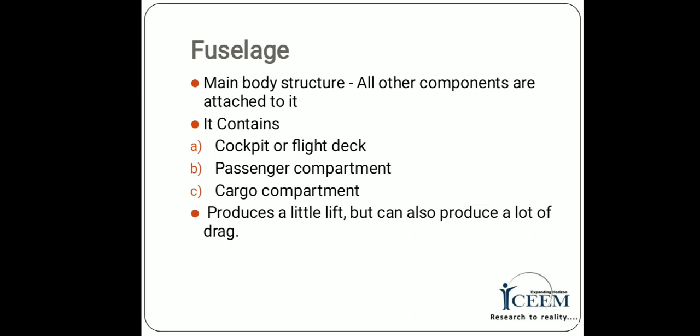Next one is fuselage. It is the main body structure. All other components are attached to it. It contains the cockpit or flight deck, passenger compartment, and cargo compartment. It produces a little lift but can also produce a lot of drag.